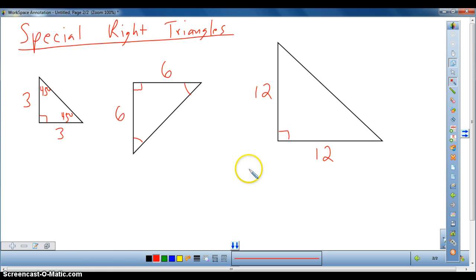All right, go ahead and pause the video now, and I would like you all to work in your groups to find the missing side length, or find the hypotenuse, on each of these triangles. And then I want you to look with your group and see what kind of pattern you see with the side lengths.